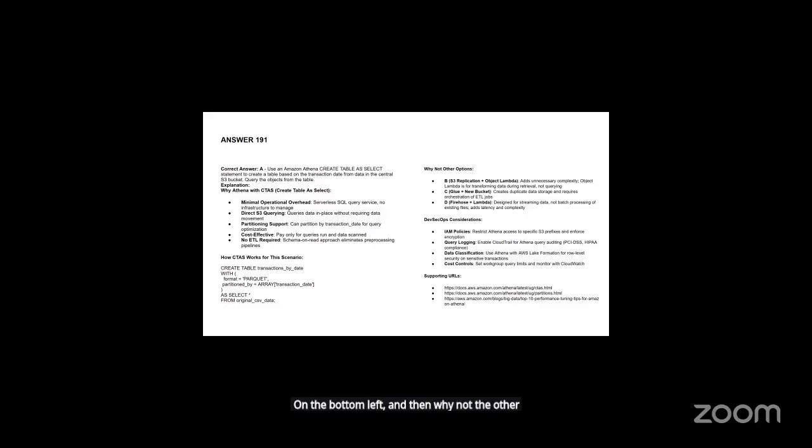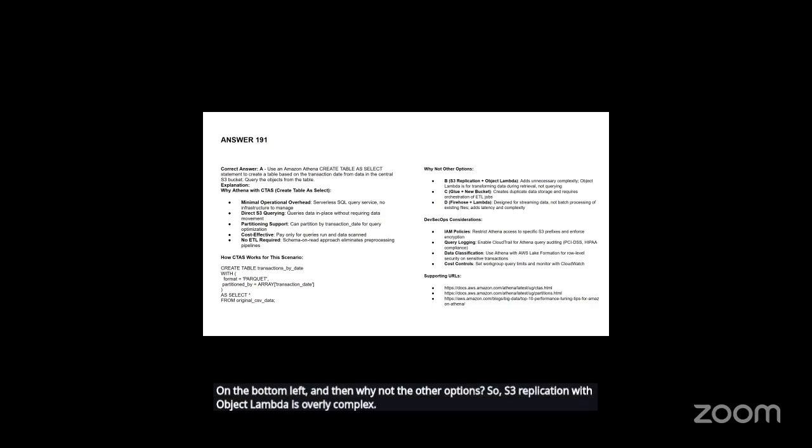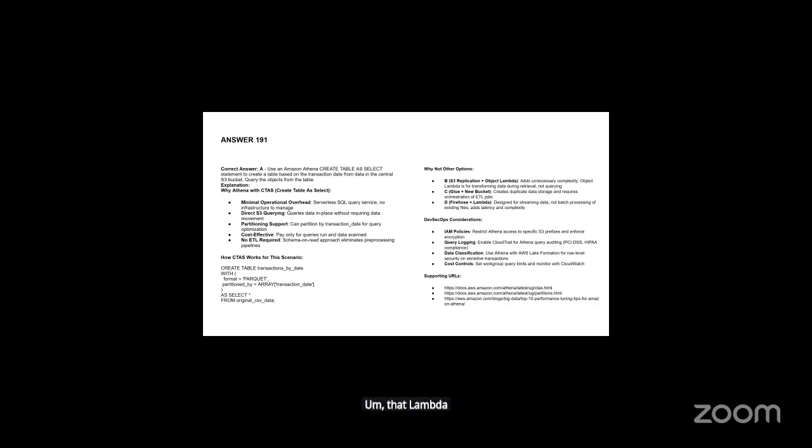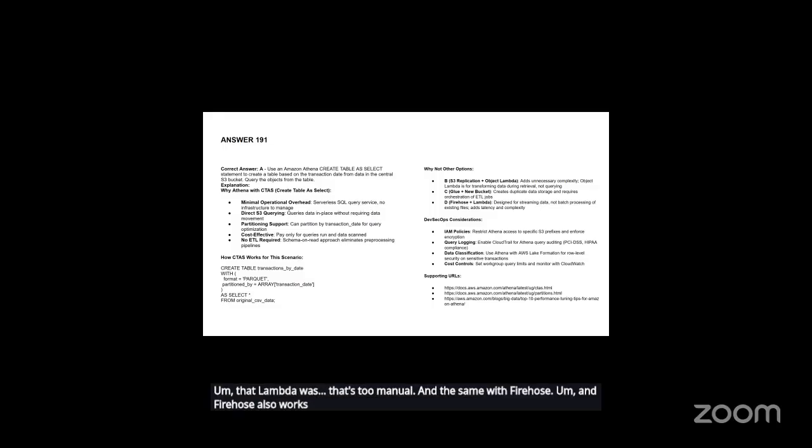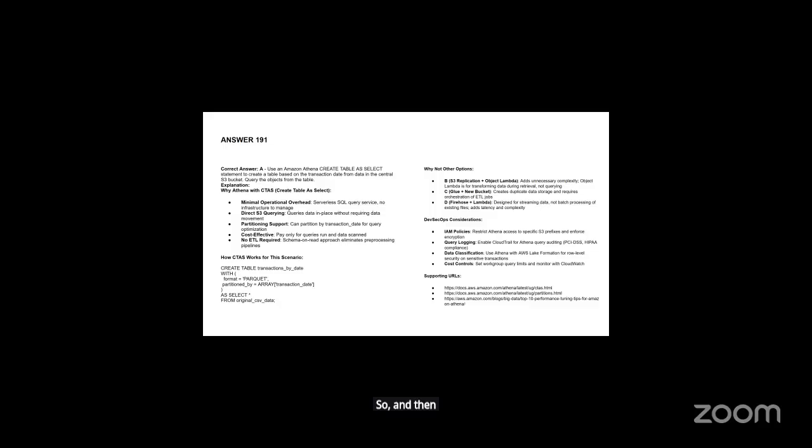And then why not the other options? So S3 replication with Object Lambda is overly complex. That Lambda is too manual. And the same with Firehose. And Firehose also works with streaming data. And then Glue with the new bucket is duplicate storage, requires orchestration as well, additional overhead. That's why the other ones weren't.